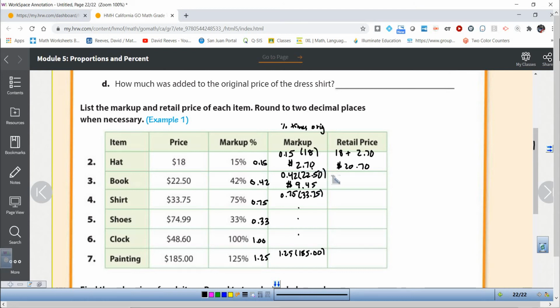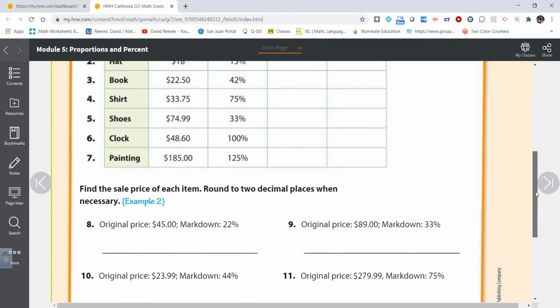So my retail price is going to be my original price, $22.50, plus my markup of $9.45. Again, I'm going to do this one without a calculator. 50 and 45 gives me 95. Again, that's 45, not 95, okay? And 22 and 9 gives me 31. So $31.95. Please make sure when you write your answers in money that you put the $ sign at the beginning and you go to 2 decimal places.